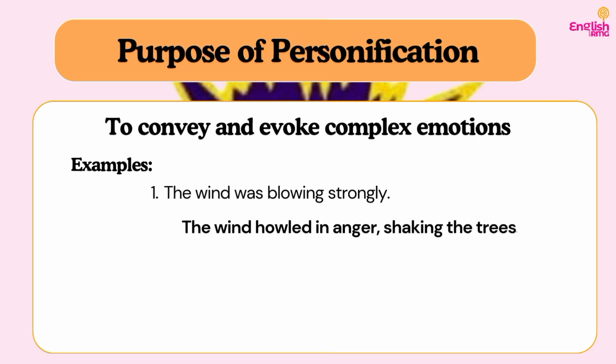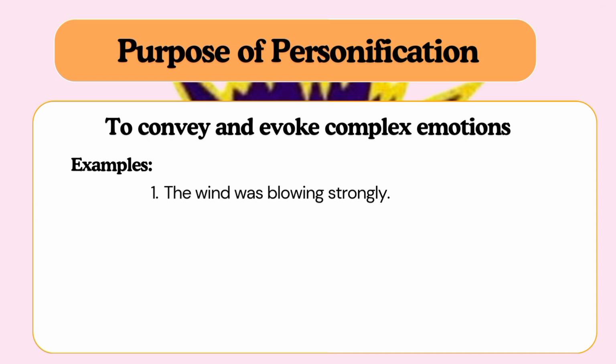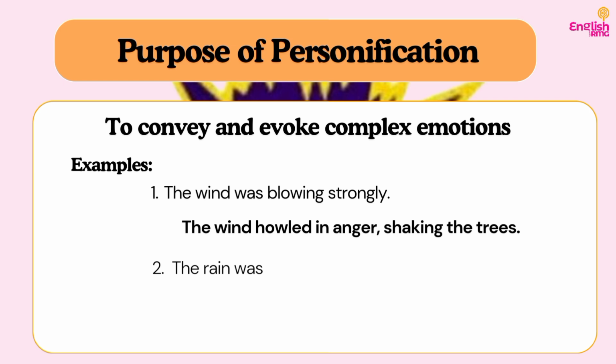But if I say that the wind howled in anger, shaking the trees, you are able to communicate deeper meaning, deeper emotions. You can imagine how the wind must have been blowing so strongly that the trees were also what? Shaking. You can even imagine that if you were in that scene, you would have to close your eyes because the wind might also be what? Moving other things that could be dangerous to your eyes in that moment. So, the use of personification helps us to communicate complex emotions beyond just the literal words, or the ordinary words that we could use.